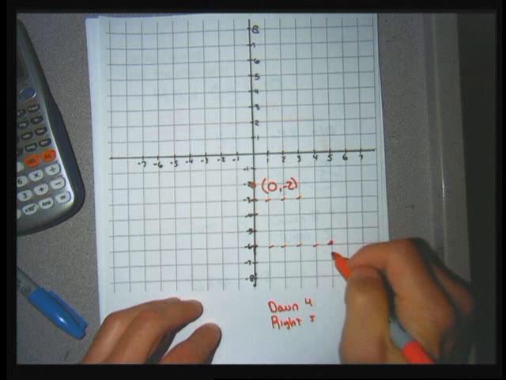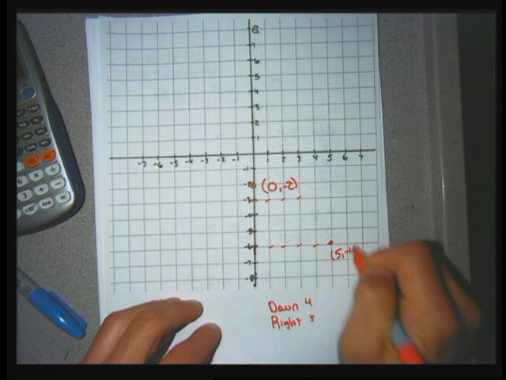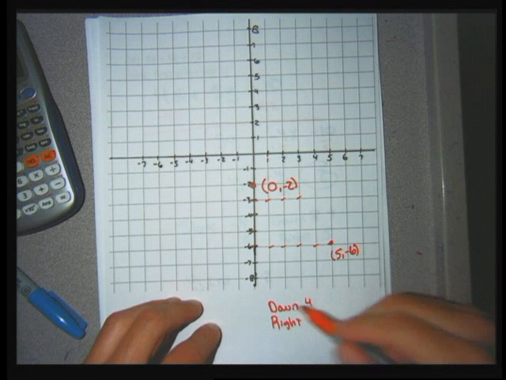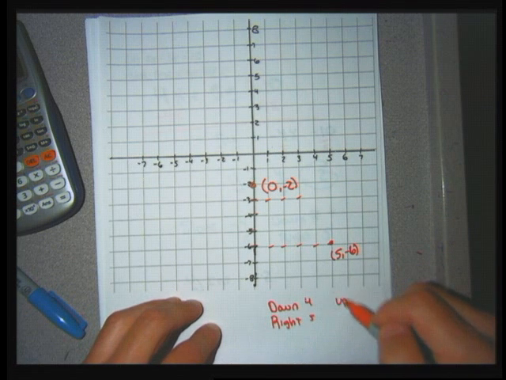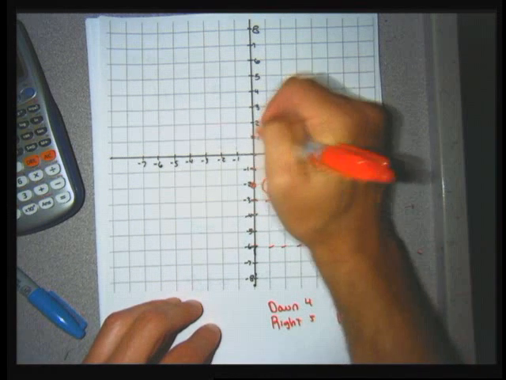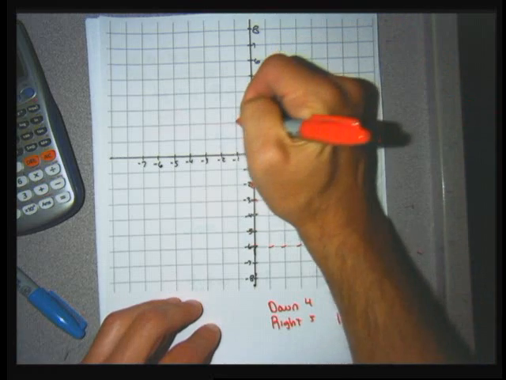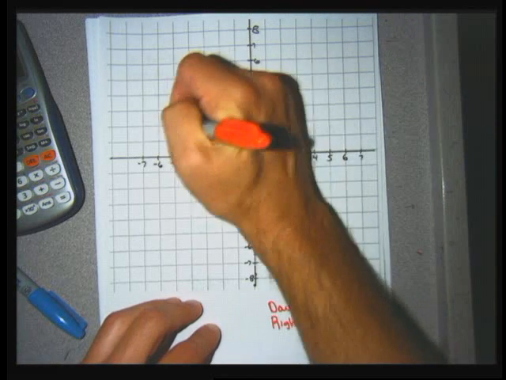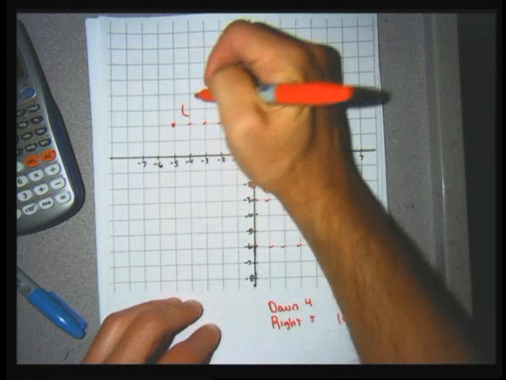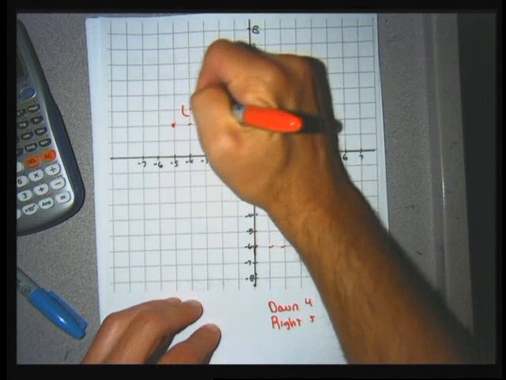That takes me to the point 5, negative 6. I can't go down and right again, so I'm going to do the opposite on each one of these. I'm going to go up and left, and that will also work. So going up 1, 2, 3, 4, and left 1, 2, 3, 4, 5 will still get me a point on the graph. That point's going to be the point negative 5, comma 2.